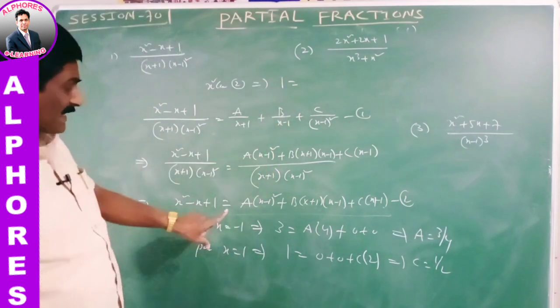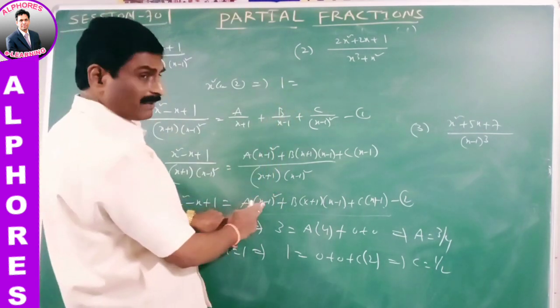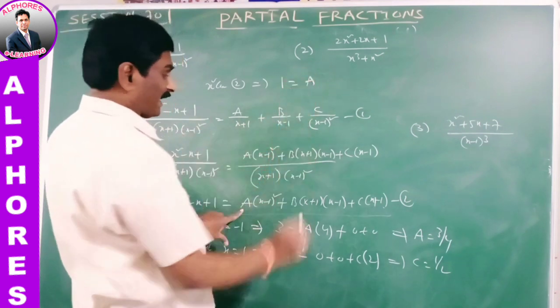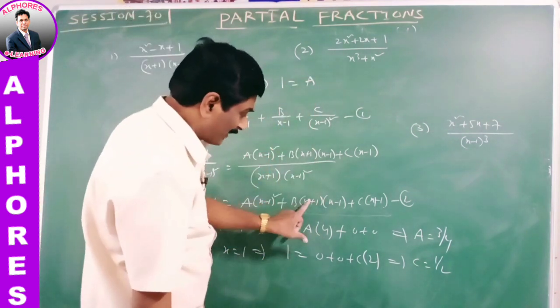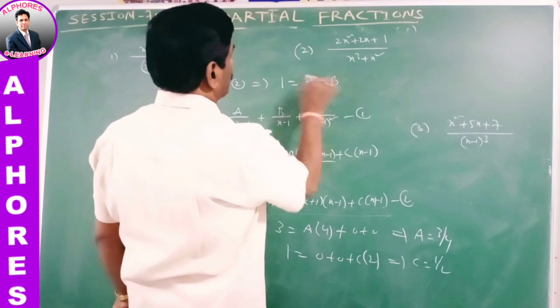Okay, here what is the x square coefficient? (x minus 1) whole square means x square minus 2x plus 1. The x square coefficient is a. Here what is the x square coefficient? x into x means x square, plus b. So a plus b is equal to 1.